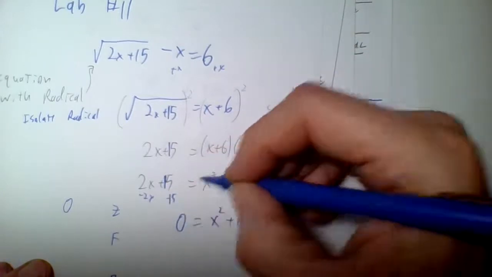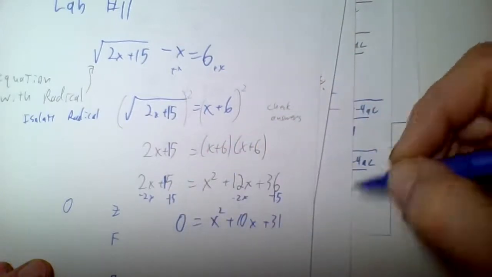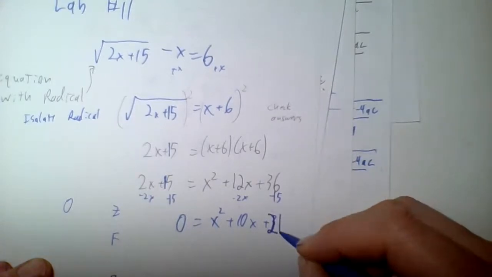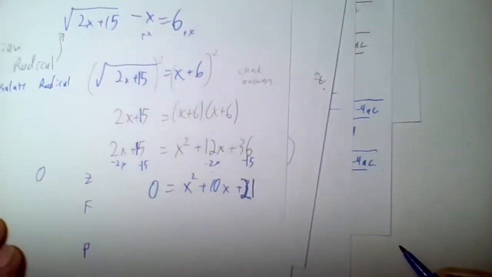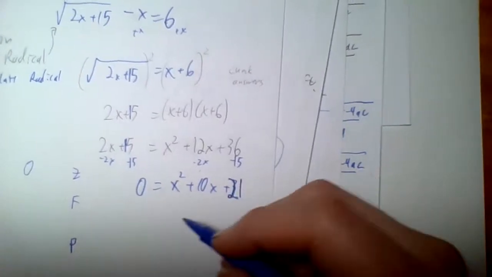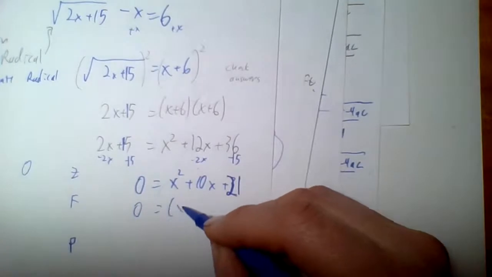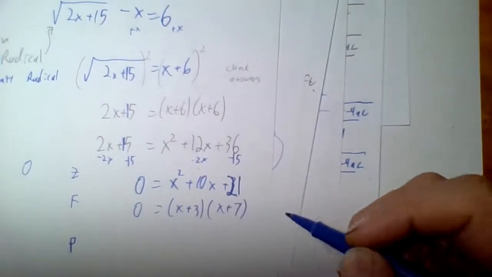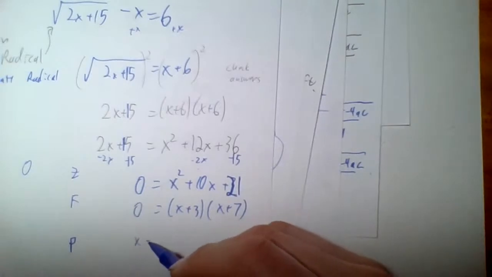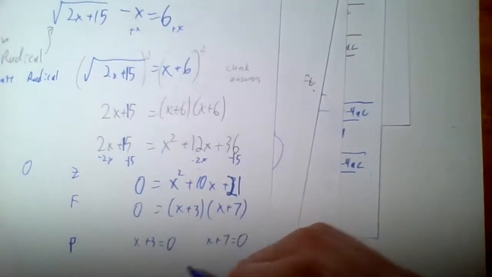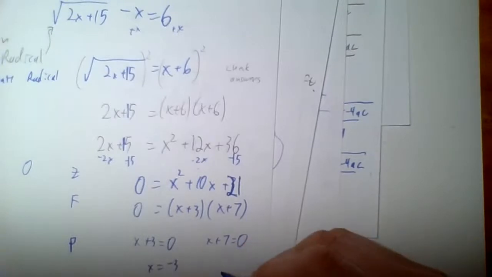So I should be subtracting 15 from both sides. Now that comes out to 21. I like that better. And it's correct. So x squared plus 10x plus 21 equals 0. I want to use my zero factor property. So I'm writing a factored form of that thing and then using the property. Either x plus 3 is 0 or x plus 7 is 0. So x is negative 3 or x is negative 7.